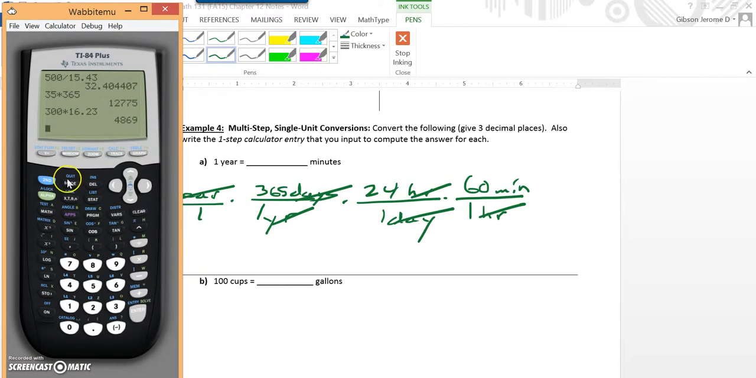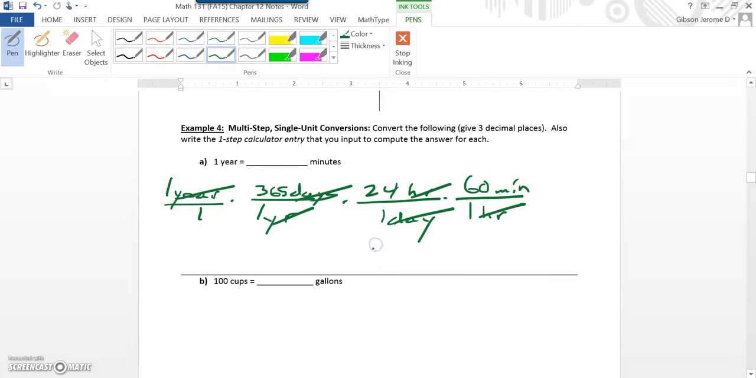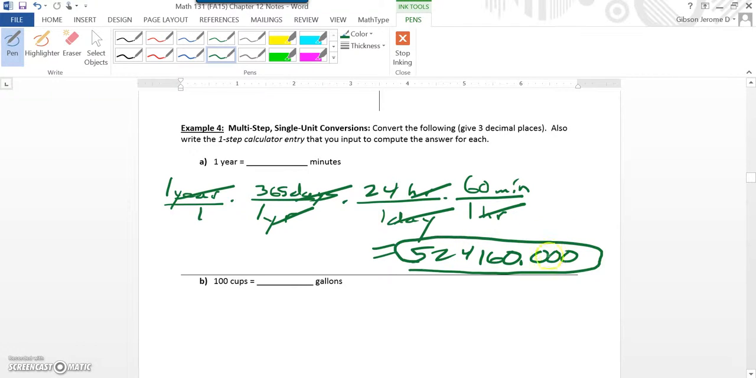So we would take our calculator, and we would take 365 times 24 times 60. So we will have 524,160. So our final answer here is 524,160. And that's how many minutes we will have, but we will have to put 3 zeros behind it. So this would be our final answer. And we can put minutes there to indicate the units of measure.